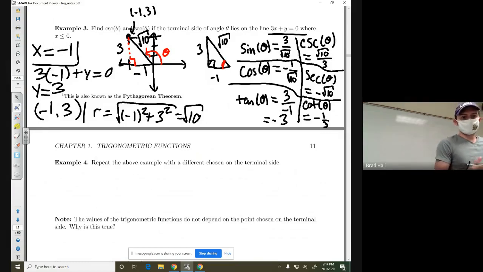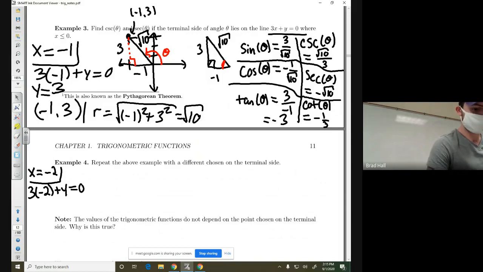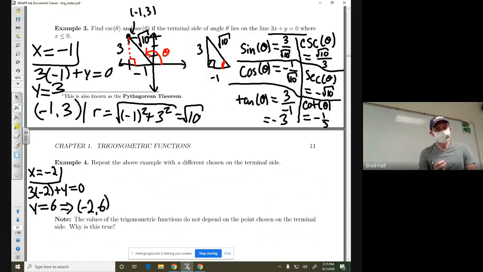So it's the same example as before, but we cannot pick the same point as we did last time. So that means we cannot pick x is equal to -1. Naturally, the next x value is x equals -2. So x is equal to -2. And then if we plug that in, as we did before, so it's the exact same problem. It's just we're picking a different x value. So then y is equal to 6. Which means the new point we have is negative 2 comma 6.